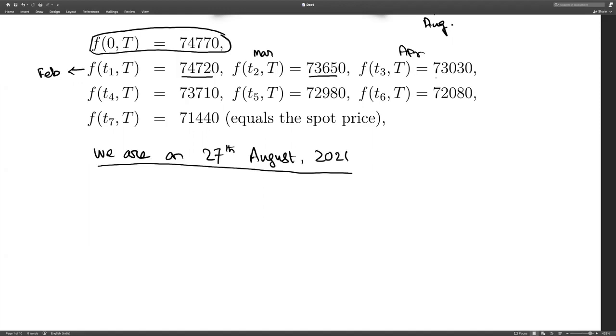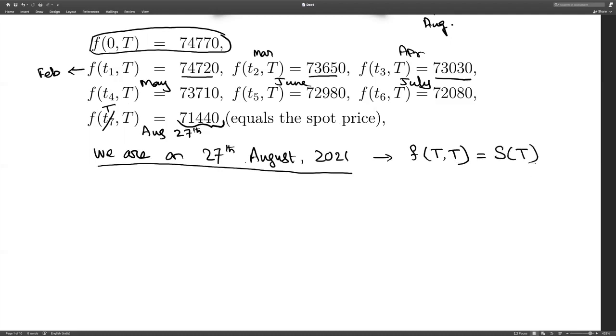April, it was 73.03, and so on. This is May, June, July, and on August 27th, its price was say 71.44. Remember, at the expiry, you have f of t comma t. Okay, so this is your capital T, and that will coincide with the spot price, right? Therefore, the spot price on this expiry must have also been 71.44.